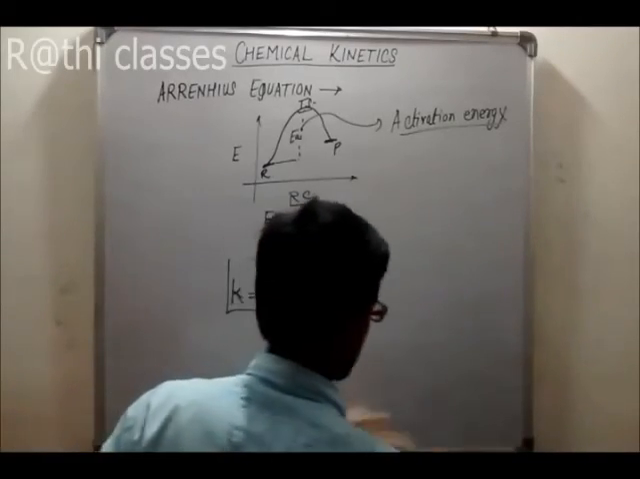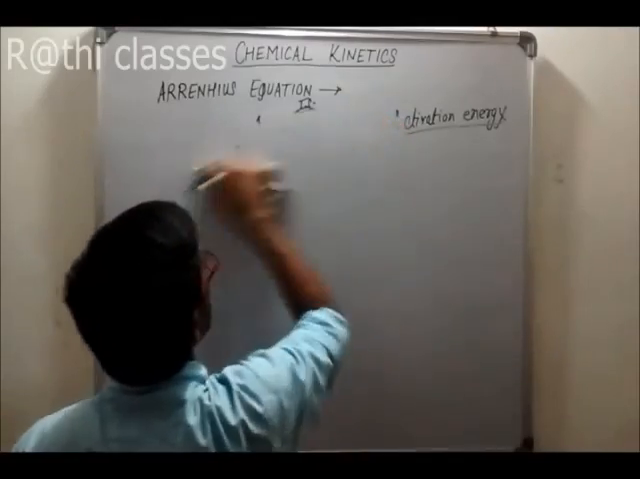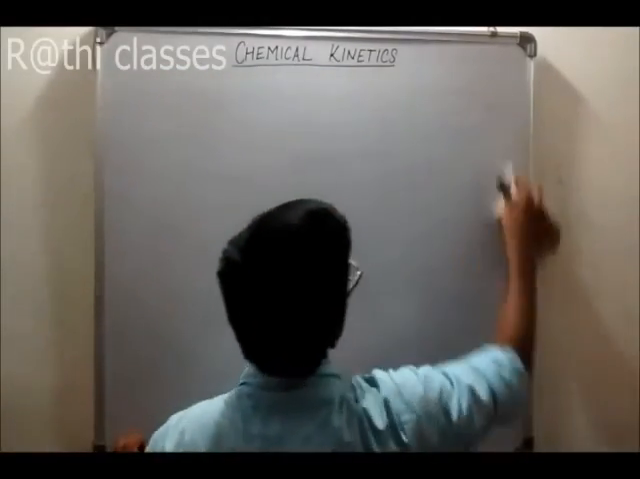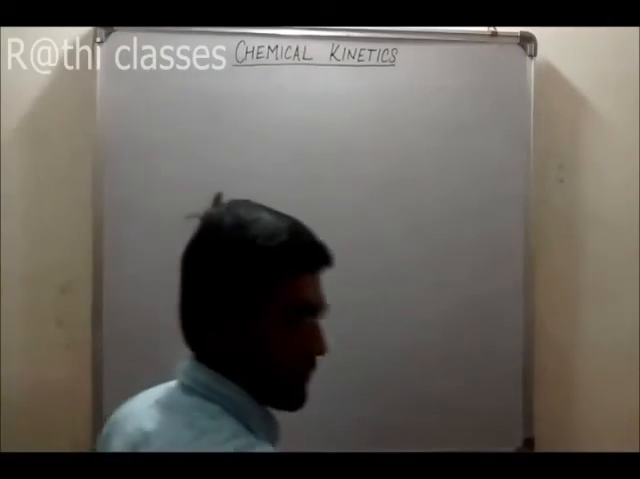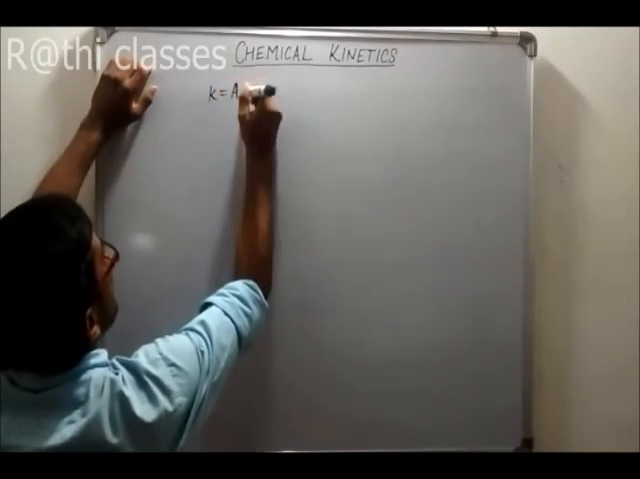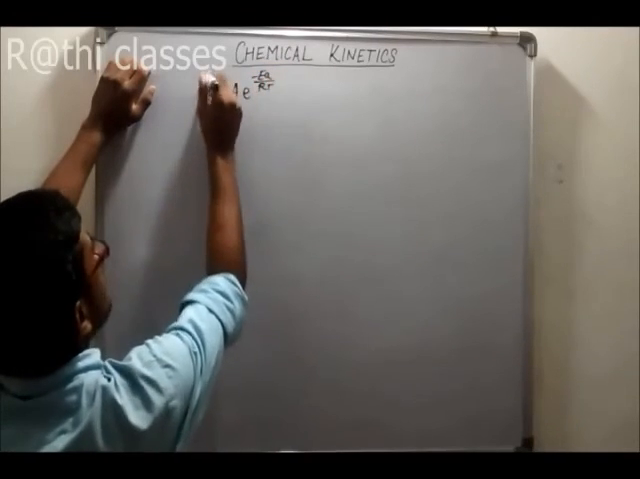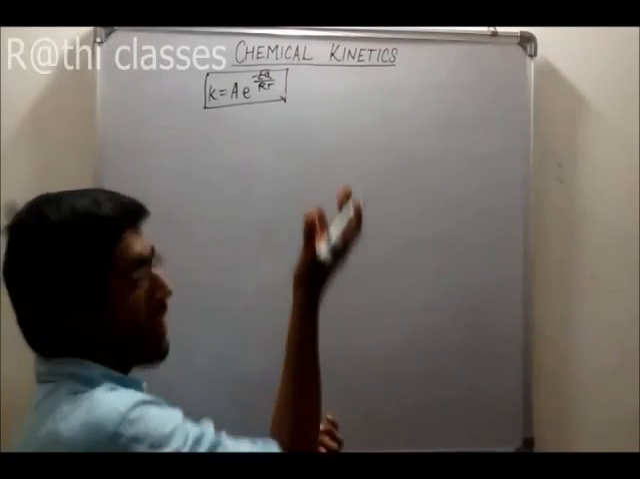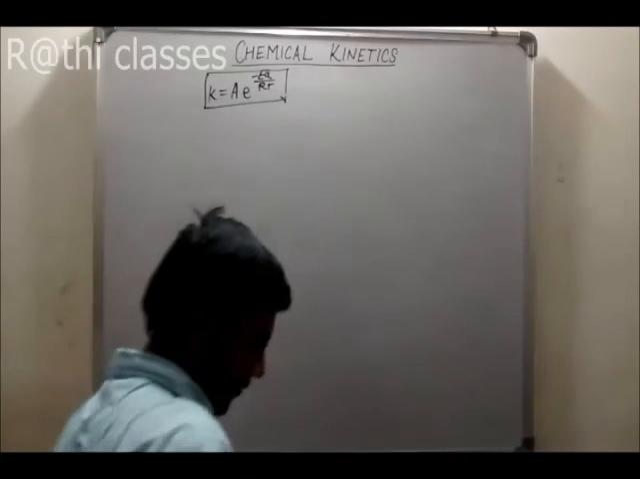the last concept of this chapter, and an important derivation using the Arrhenius equation. We know K equals A e to the power minus EA by RT, where this EA is the activation energy, the minimum energy barrier to attain the transition state to form the products.